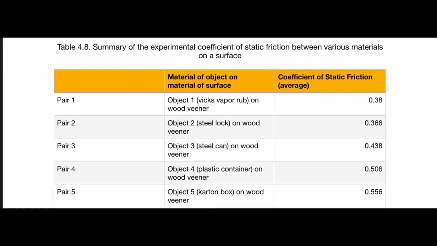And last but not the least, pair 5, object 5, carton box on wood veneer, the coefficient of static friction average is 0.556. That is all for the video.